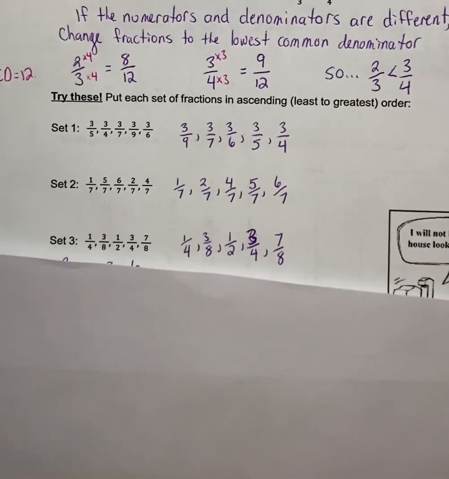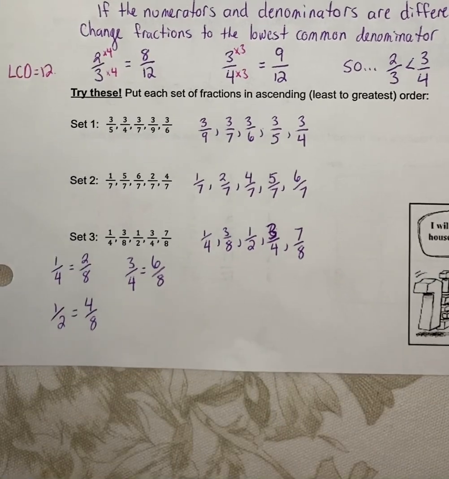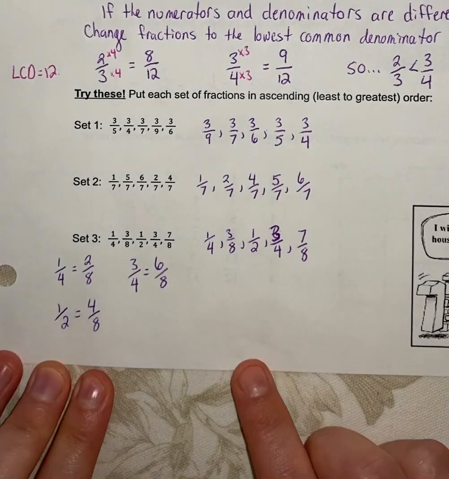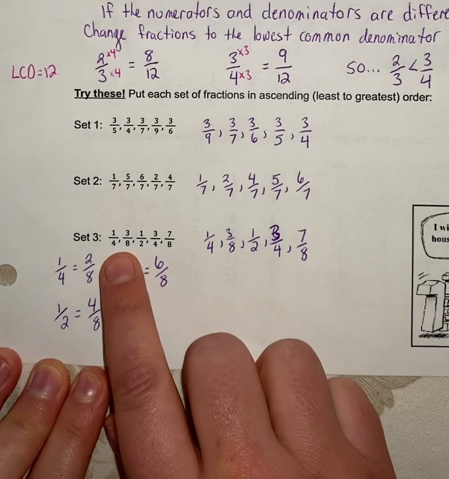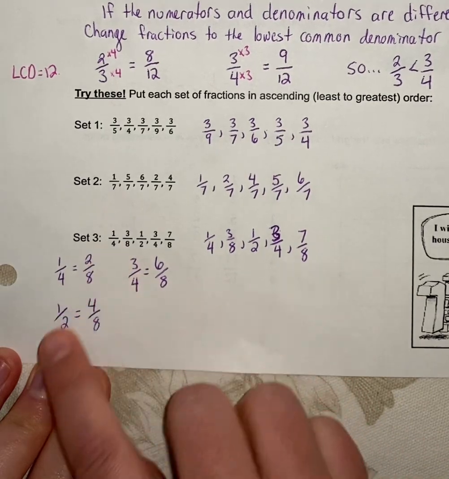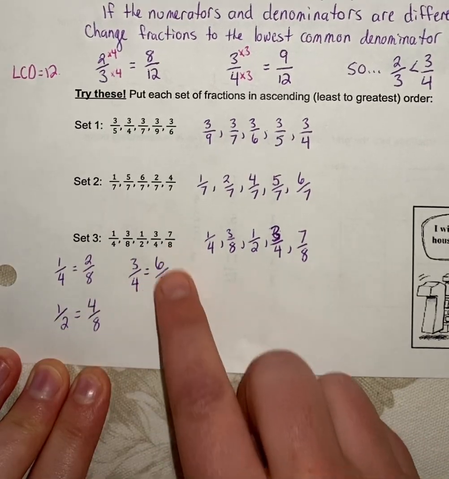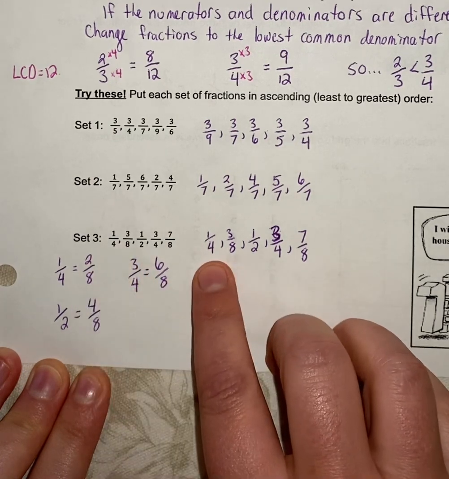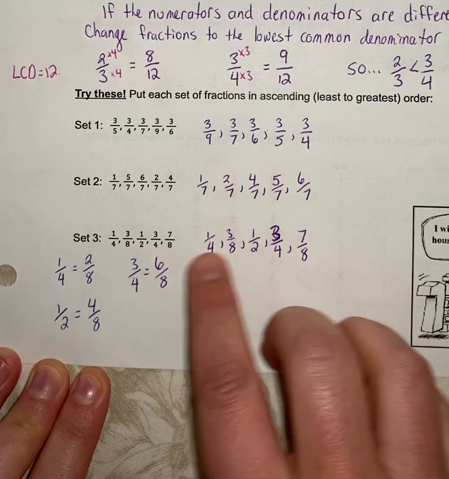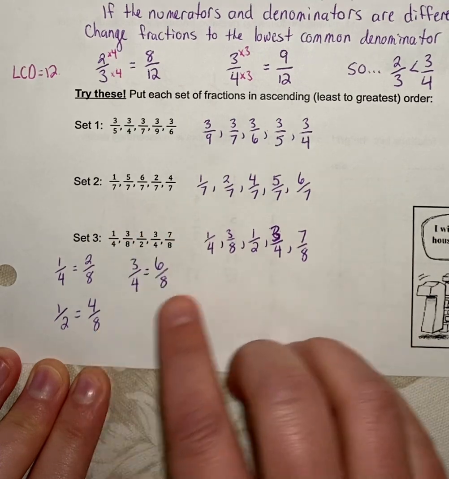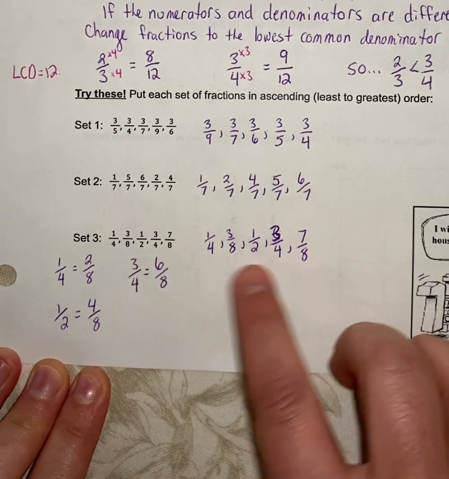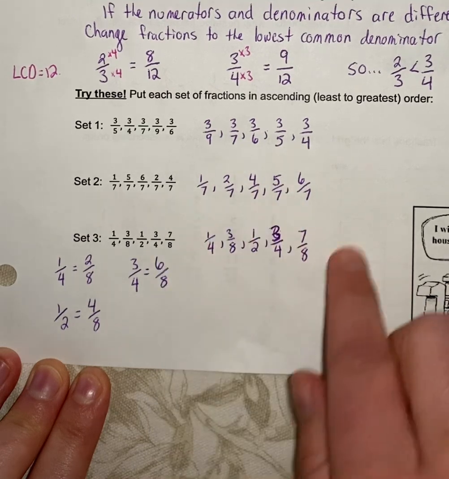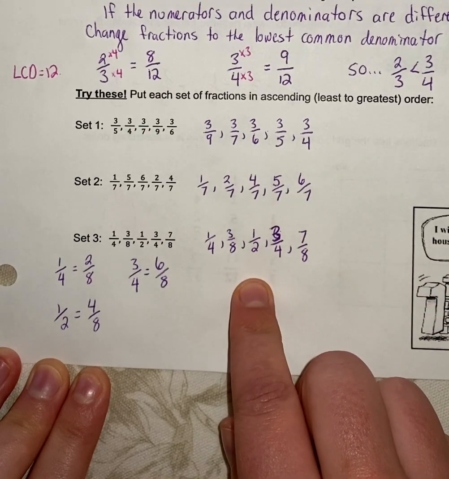And this one's funny, actually, because they ended up in exactly the order that they would have. So 1/4 is the same as 2/8, 1/2 is 4/8, 3/4 is 6/8. And if we look, 2/8 is the smallest number, which is 1/4, then 3/8, then 4/8, then 6/8, then 7/8. So they were already in the correct order, which is kind of funny.